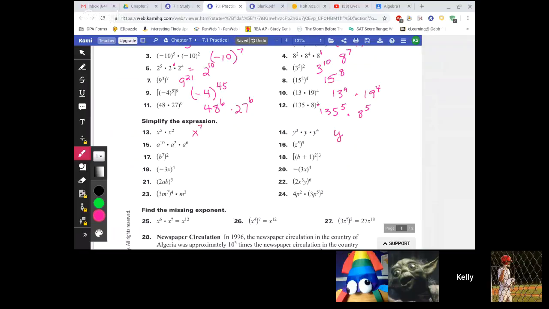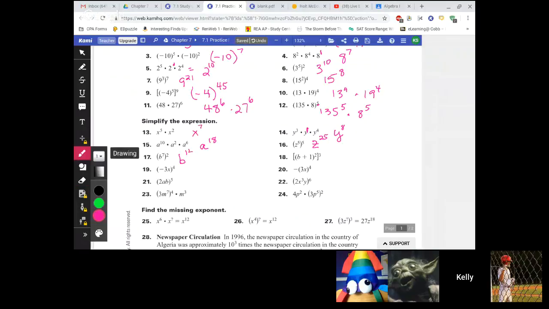Even though these are letters and not numbers, this is going to be x to the 8th, because remember there's a 1 on that. If there's no exponent, it's an understood 1. This is going to be a to the 18th. This is going to be z to the 25th. This is going to be b to the 14th.